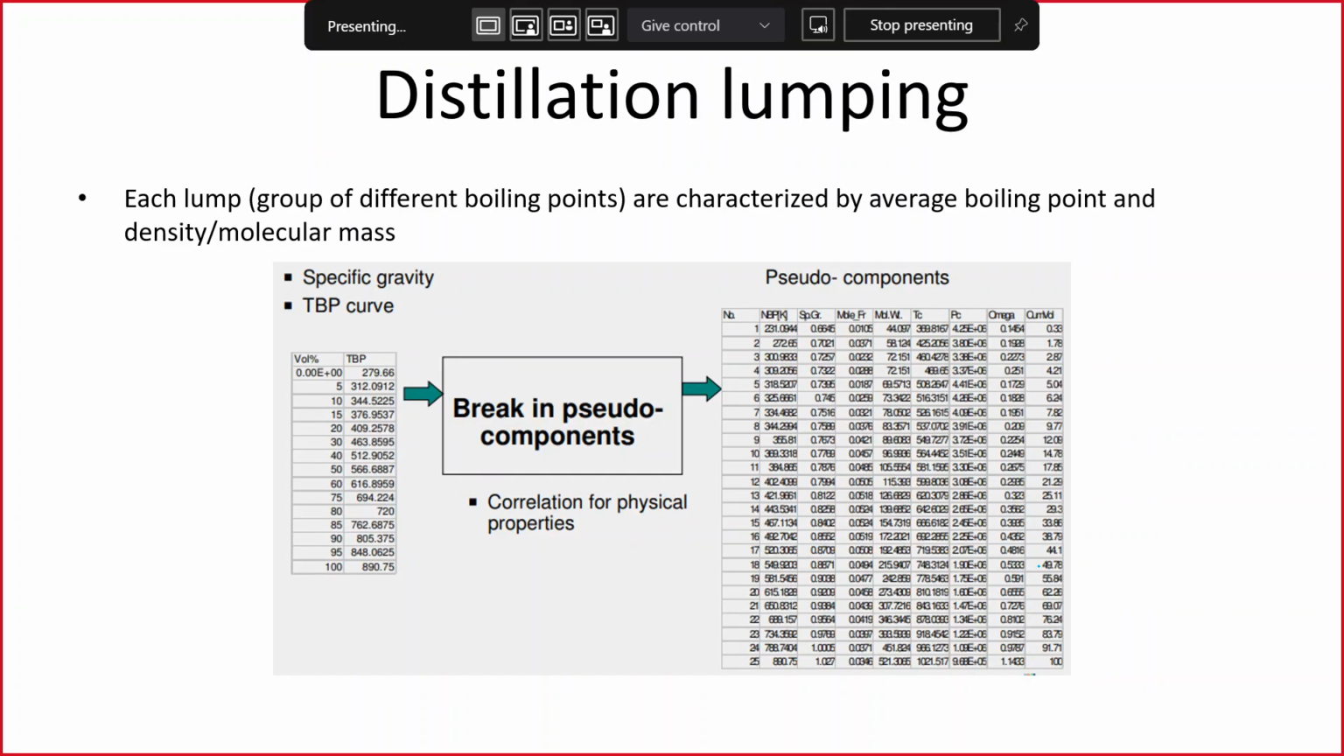It's basically the same. So for every lump, they have the volume, the true boiling point, specific gravity, molecular fractions, molecular mass, critical temperature, critical pressure. All of this makes a pseudo component. So in process simulation software, that's what they do in the distillation. They try to lump it into several products which have roughly about the same critical temperature or critical pressure, to be able to characterize the streams as much as possible.